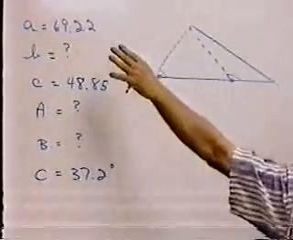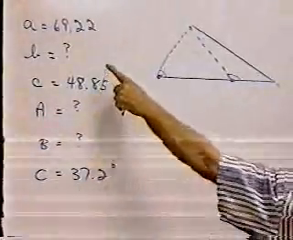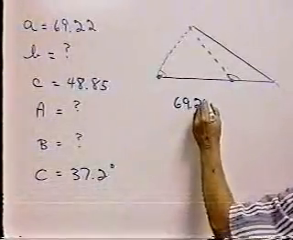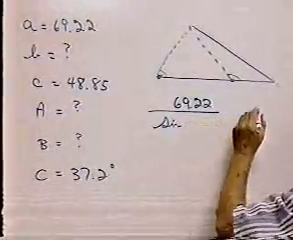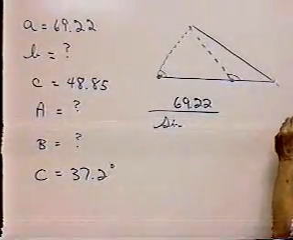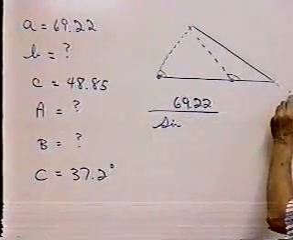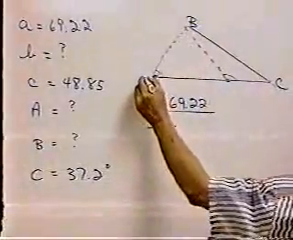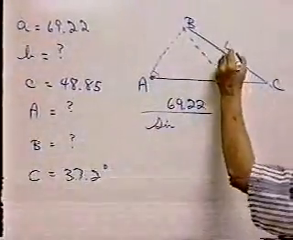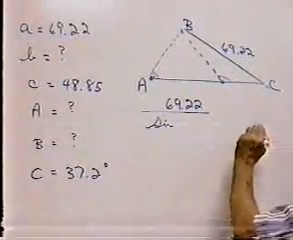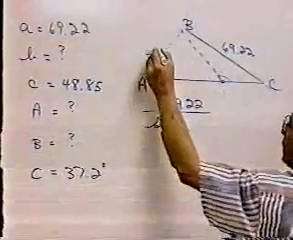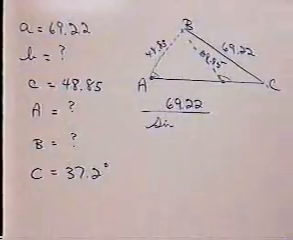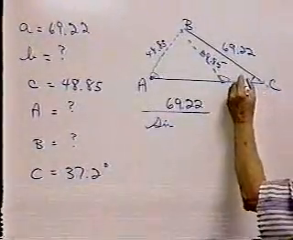Well, looking at the problem, we have A and C and angle C. All right, good. So we have A, C, and angle C. So we'll do A, which is 69.22, is to the sine of A. Well, let's see. Let's label this. Angle C, we want this to be C right here, and this to be B, and so this is A. All right, so this is 69.22, and C is 48.85, and this angle is 37.2.